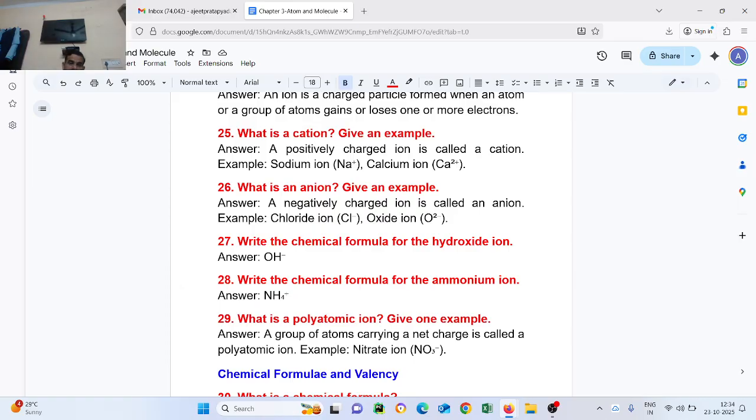What is a polyatomic ion? Give one example. A group of atoms carrying a net charge is called a polyatomic ion. Example: nitrate ion.